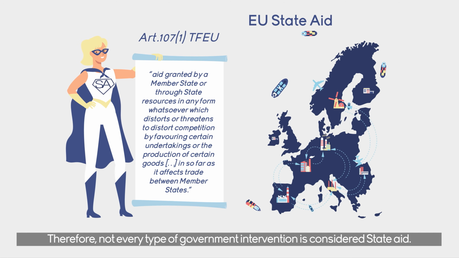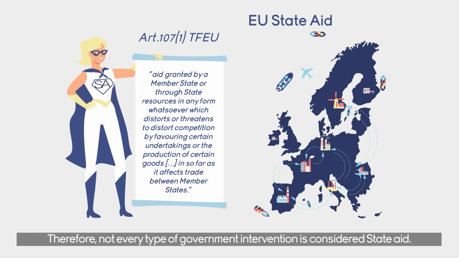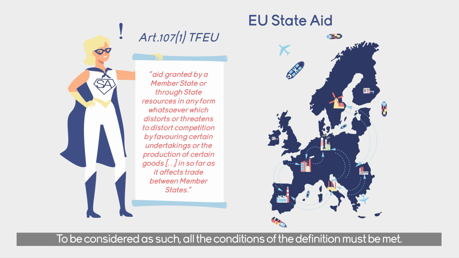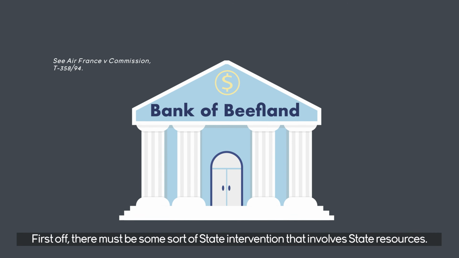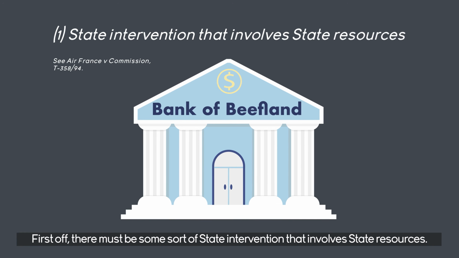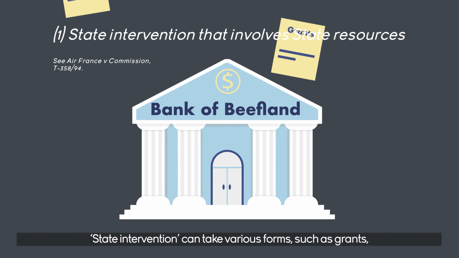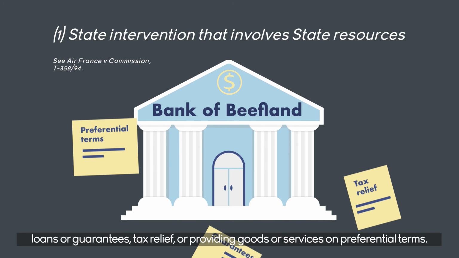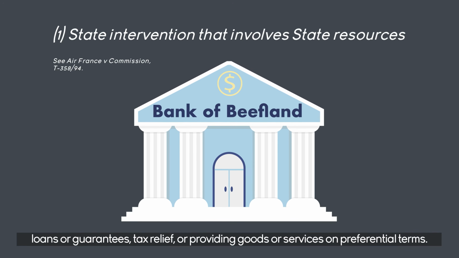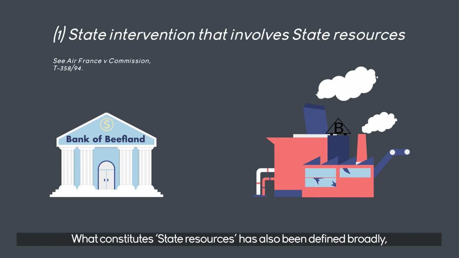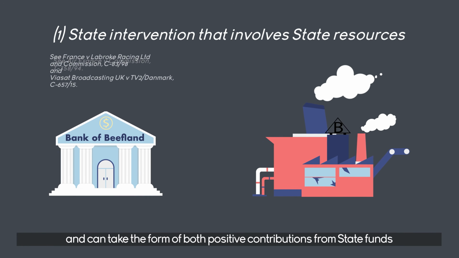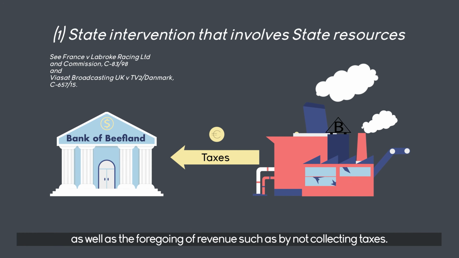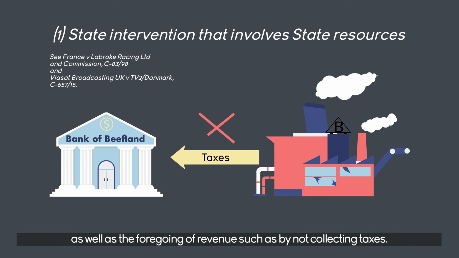Therefore, not every type of government intervention is considered state aid. To be considered as such, all the conditions of the definition must be met. First off, there must be some sort of state intervention that involves state resources. State intervention can take various forms, such as grants, loans or guarantees, tax relief, or providing goods or services on preferential terms. What constitutes state resources has also been defined broadly and can take the form of both positive contributions from state funds as well as the foregoing of revenue, such as by not collecting taxes.